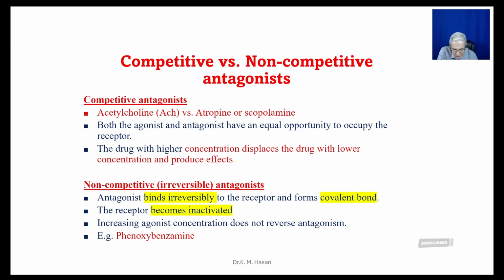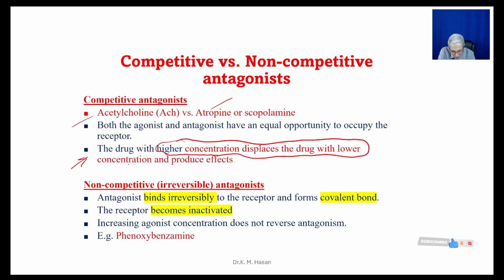Okay, competitive versus non-competitive. For example, we have a competition between acetylcholine and atropine on the muscarinic receptor. So we have competition here. What that means for us is that the drug with a higher concentration will displace the drug with a lower concentration. So here we can change the response. If a patient comes to the clinic with high doses of atropine or scopolamine, we try to displace atropine and scopolamine by enhancing the action of acetylcholine.